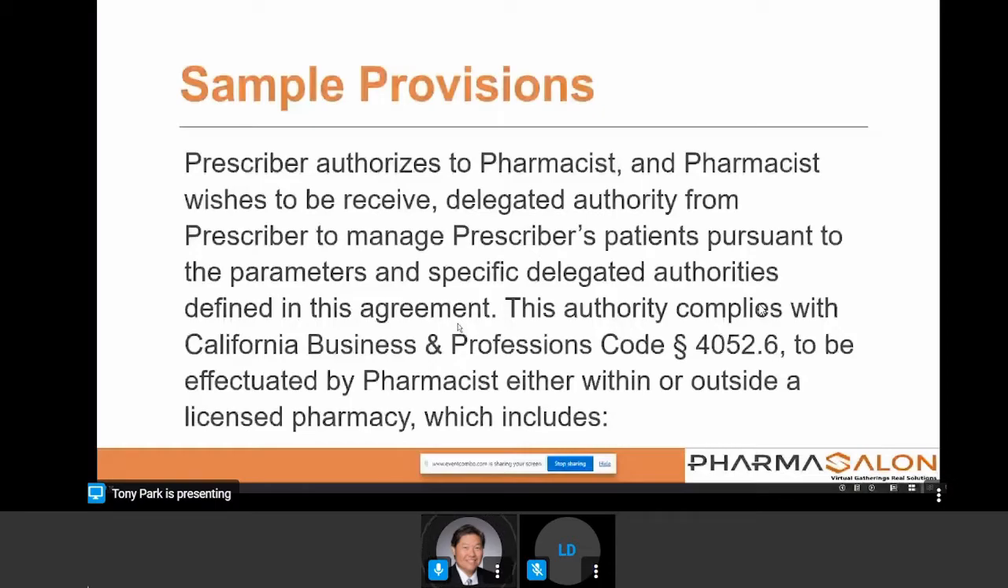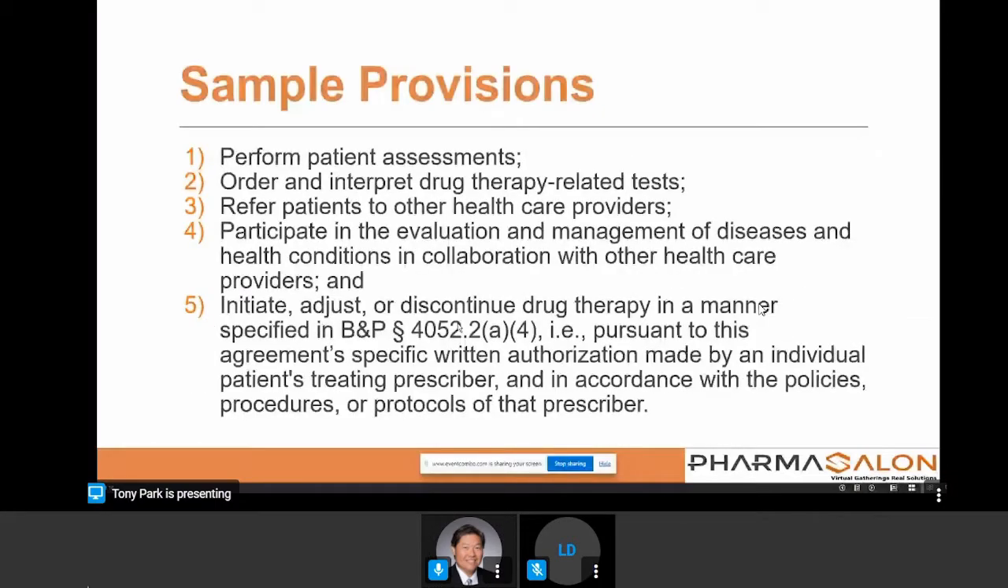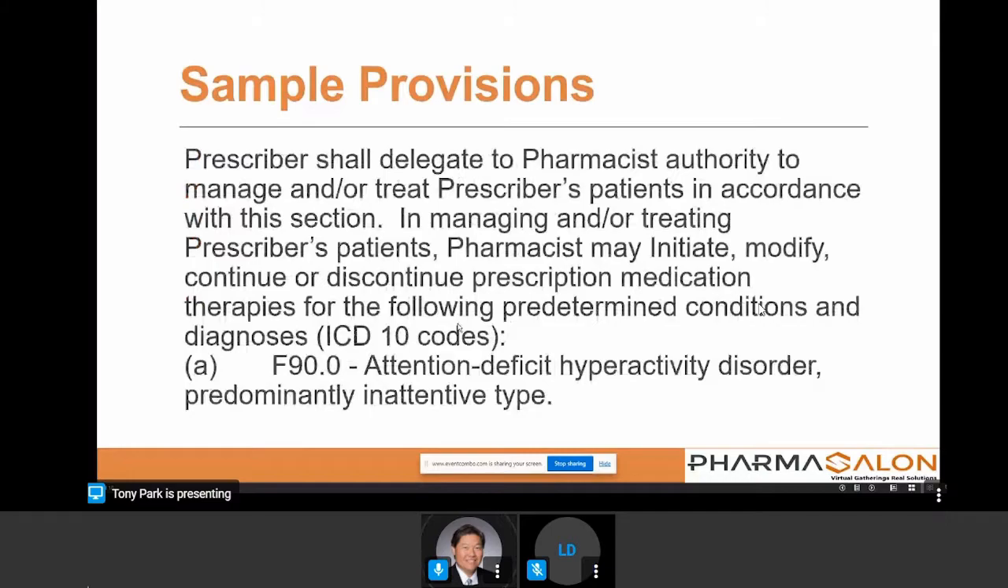This is a specific list that I usually include in my contracts between prescribers and pharmacists, where I basically mimic the law, because it's a safe place to be. So I try not to get too cute or too creative with regards to what the law allows, and I basically recite all the things that are allowed to be done by a pharmacist pursuant to a CPA as the law says.